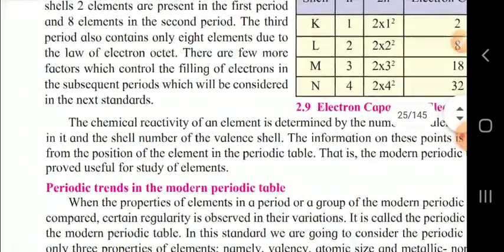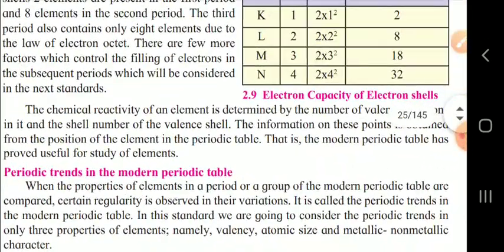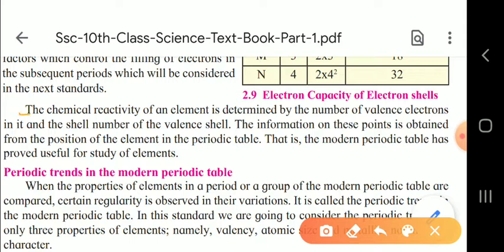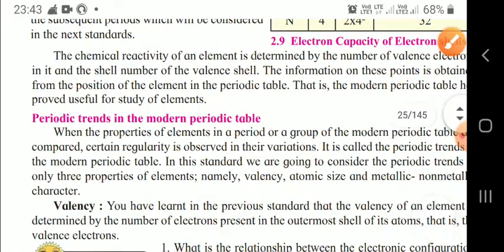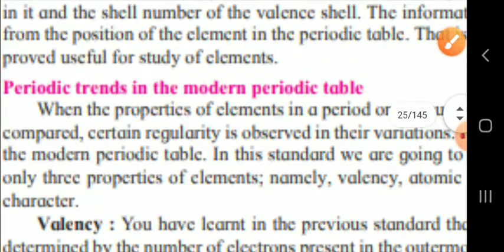And one more thing, this point you have to underline, children. The chemical reactivity of an element is determined by the number of valence electrons in it and the shell number of the valence shell. This is a very, very important point. So the information of these points is obtained from the position of the element in the periodic table. So this first point is very important. Now let us come to our today's topic.